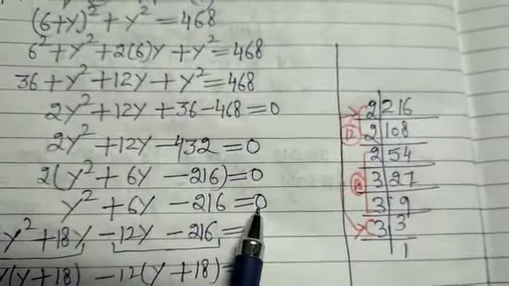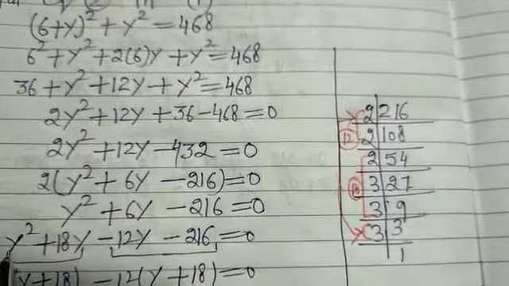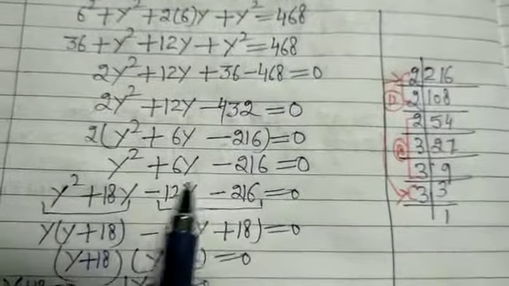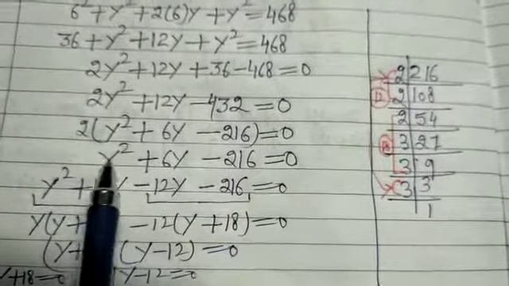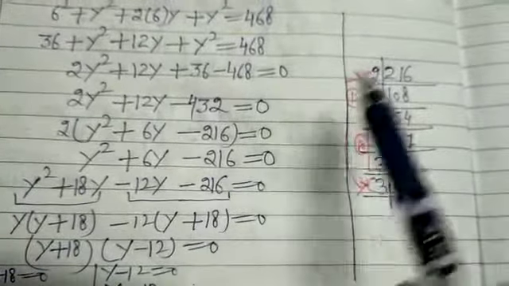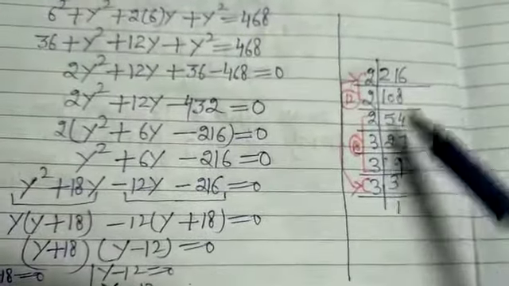Shifting 2 to the right-hand side, it becomes 0 upon 2, which is 0. So we will solve this quadratic equation by splitting the middle term. The method is that we first multiply the first and third terms, and the constant is 216. So we will do the prime factorization of 216, and after that there is a hit and trial method here.